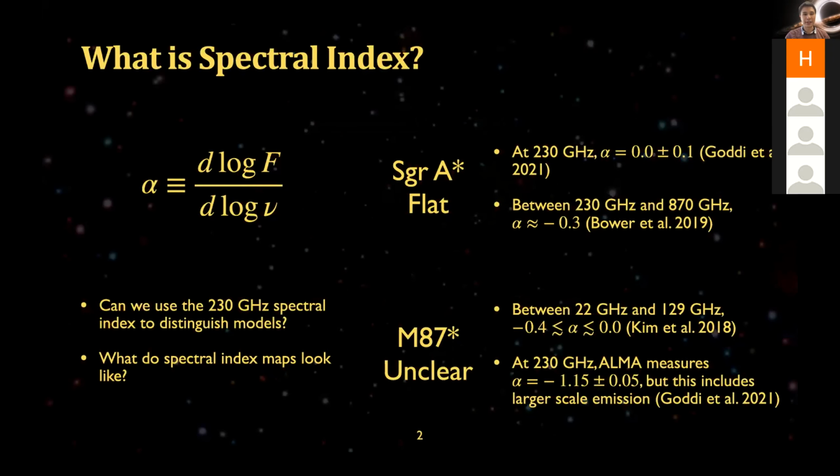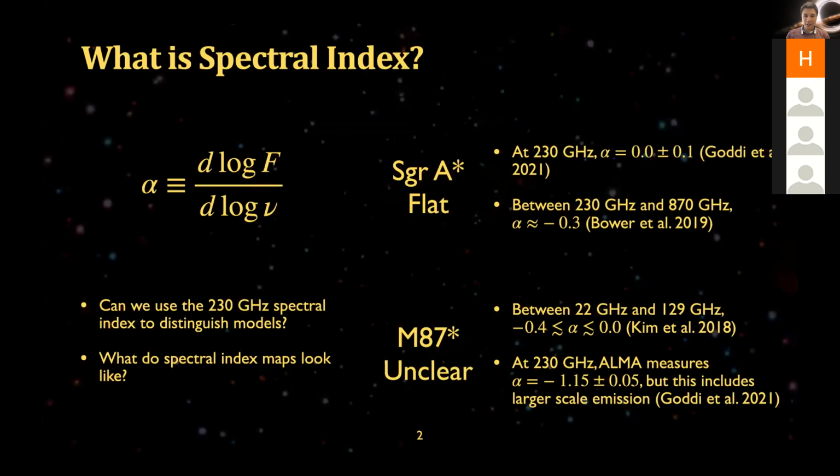Yeah, perfect. All right. So the point of this is whether or not we can use 230 gigahertz spectral index to distinguish models. What do these maps look like? And is it perhaps just an optical depth map? That was our first hypothesis. We're focused here on 230 gigahertz for EHT compatibility.